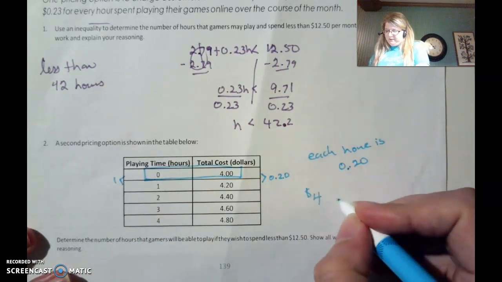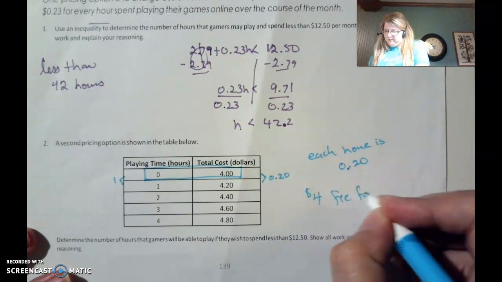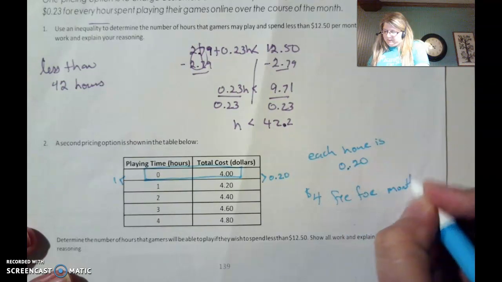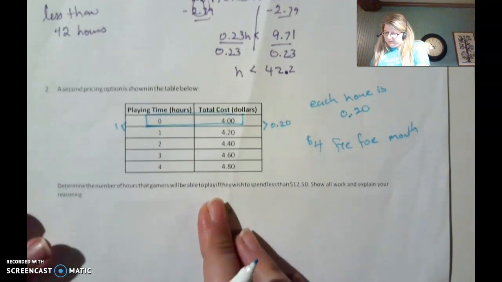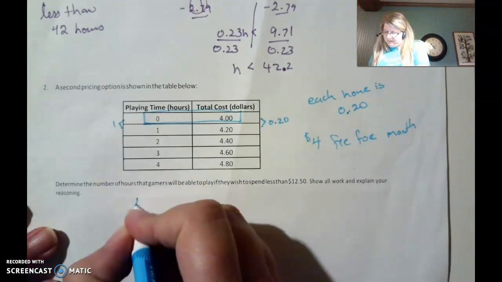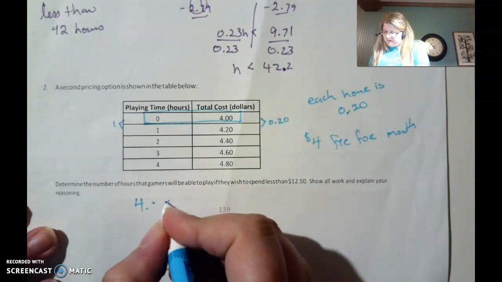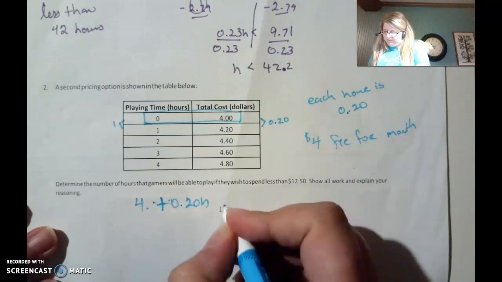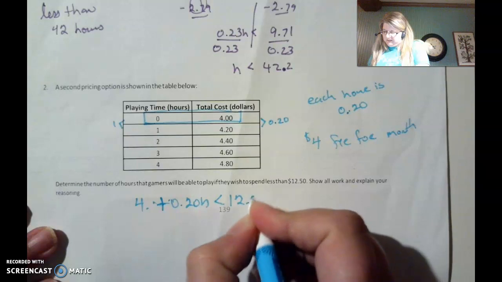And then with no hours, the cost is $4. So that would just be a $4 fee for the month. Now determine the number of hours if they wish to spend less than $12.50 with this plan. So we'd have the $4 plus 20 cents an hour to be less than $12.50.